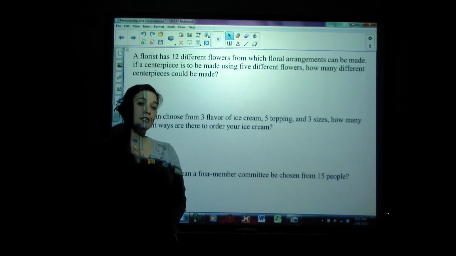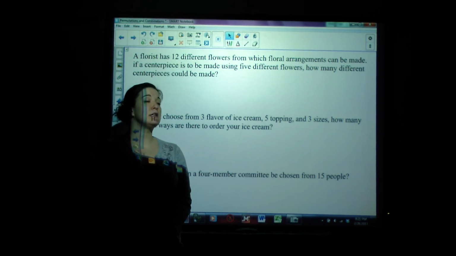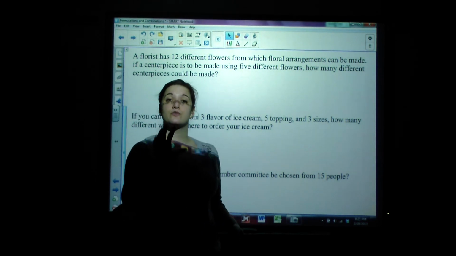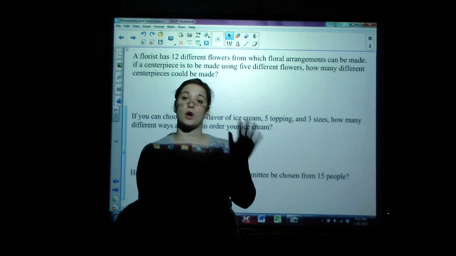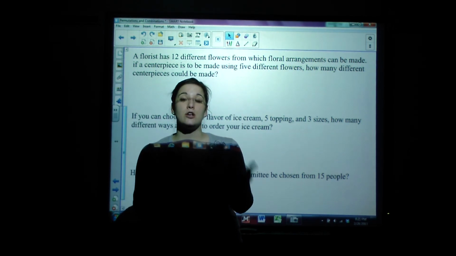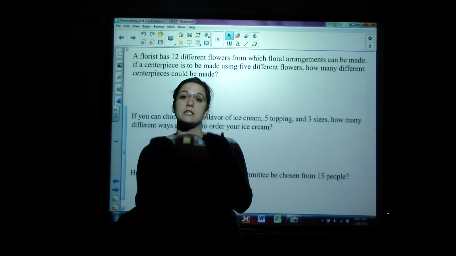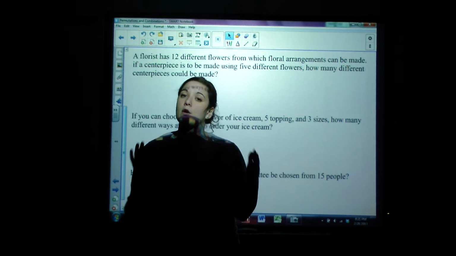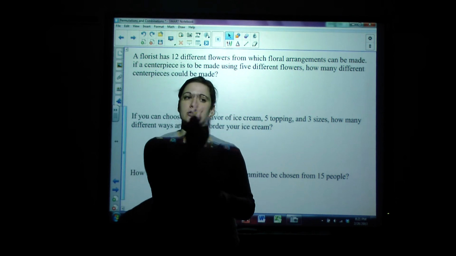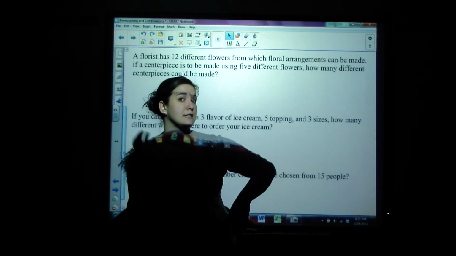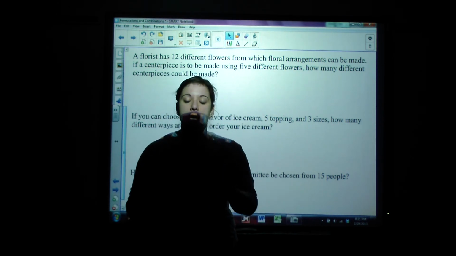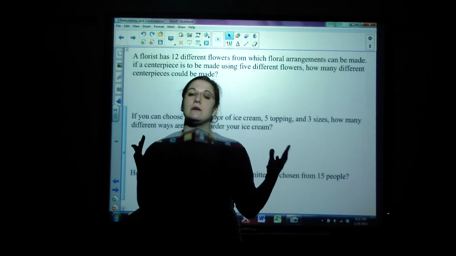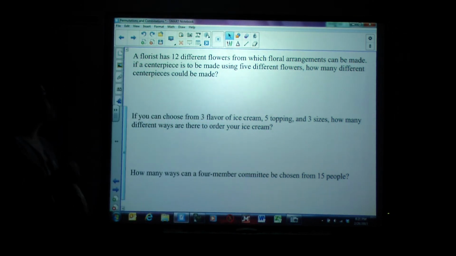Why combinations? Because order does not matter. Does it matter if I choose roses and then carnations, or carnations then roses? No, the arrangement is going to look the same. It doesn't matter what order I pick the flowers, roses, carnations, daisies, or daisies, roses, carnations. They're going to look the same. Okay? So order does not matter here, which means it's a combination.